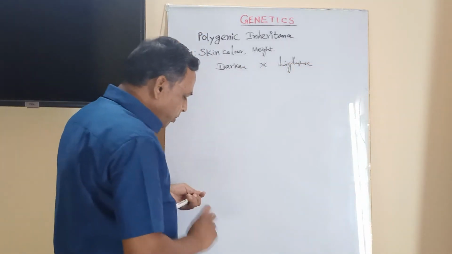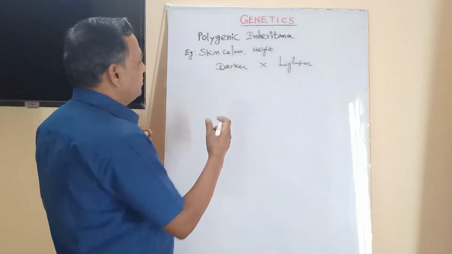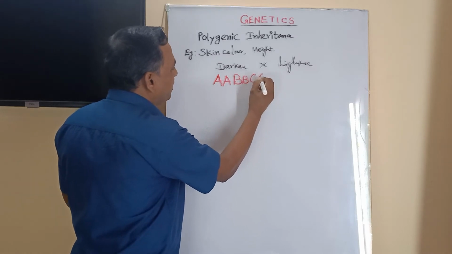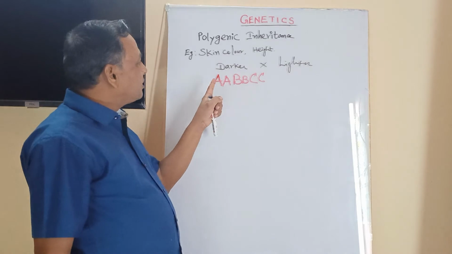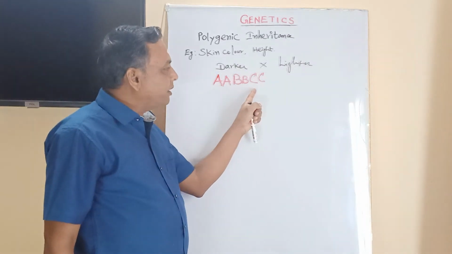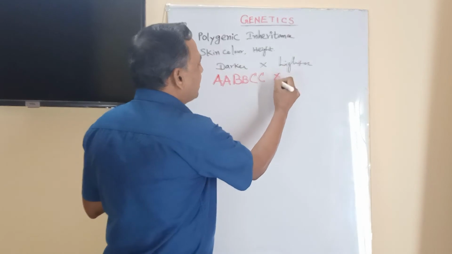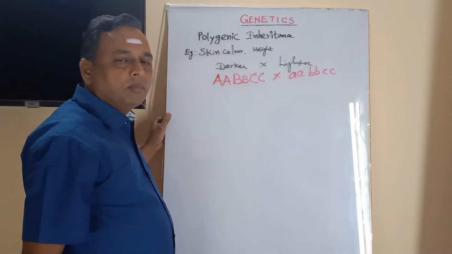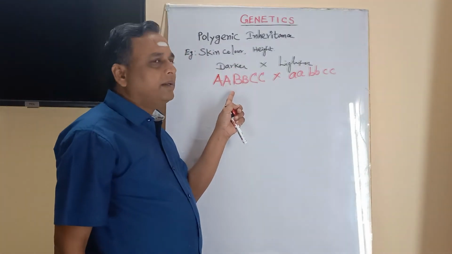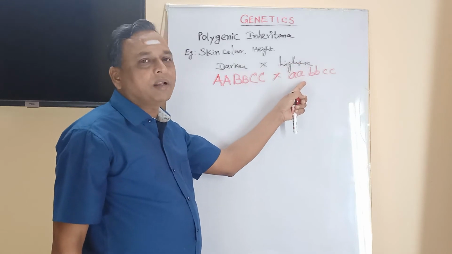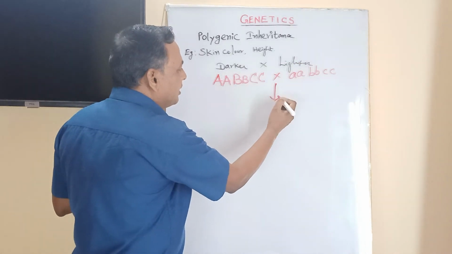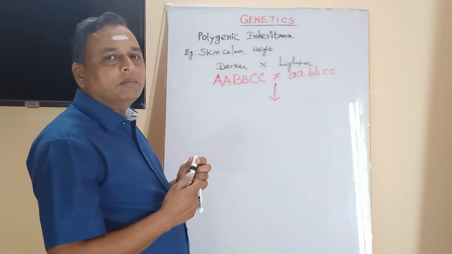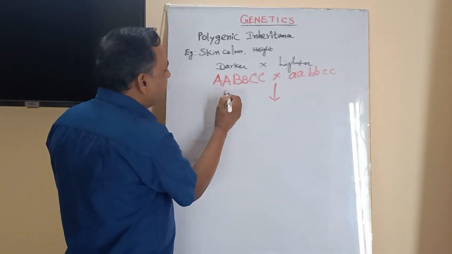Darker color is controlled by 3 genes: capital A, capital A, capital B, capital B, capital C, capital C. There are 3 genes, totally 6 alleles. Lighter color: small a, small a, small b, small b, small c, small c. See, dark is the dominant trait, lighter is the recessive trait. When the cross is there, what will you get, dark or light? It is difficult to identify. That is why we used to give shades.